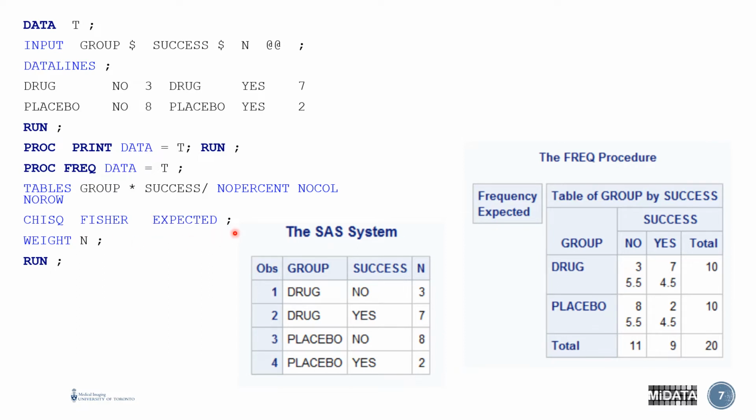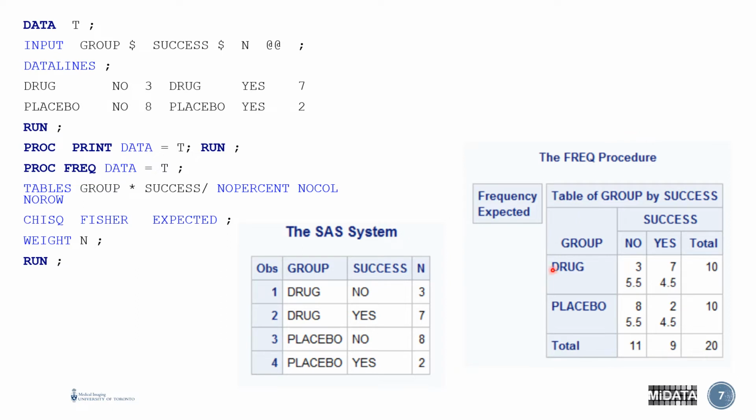values for each cell. Quick output at the beginning is just going to give you your frequencies here, which is just basically confirming what you've put in your data statement, which is going to be the different combinations between group and success, and then the number of subjects per combination.